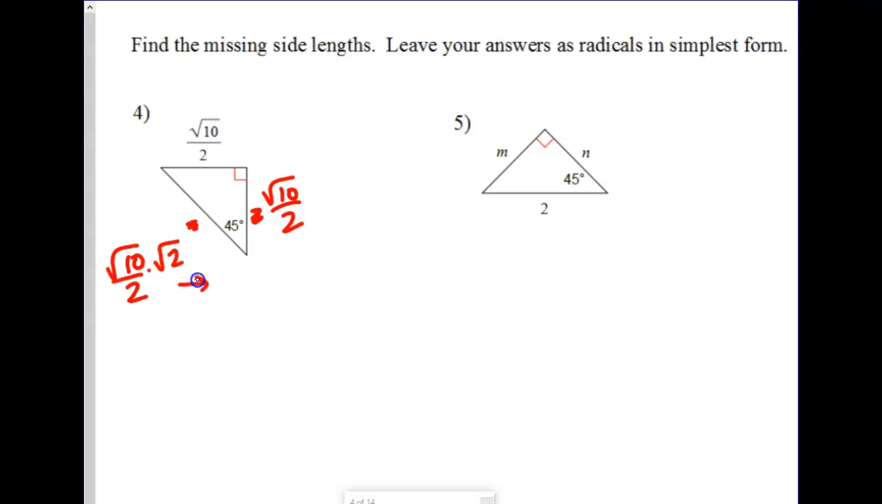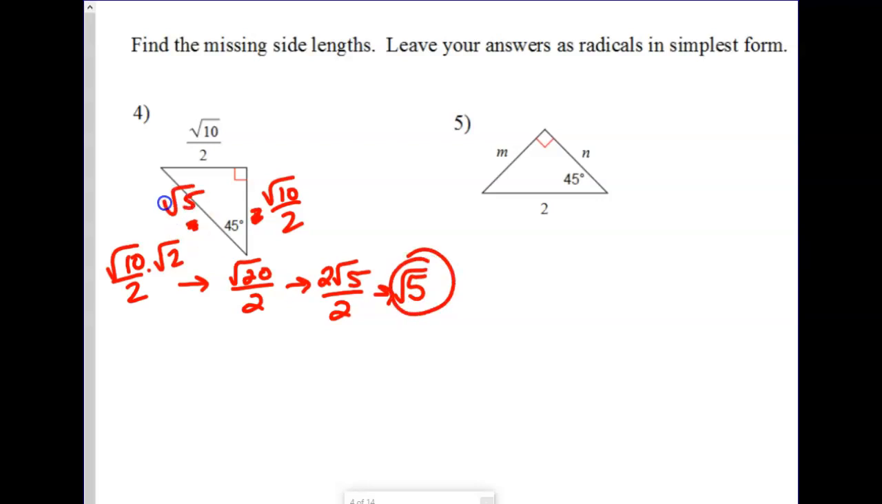So you're not going to find that answer on the answer key. They're going to want you to simplify this. Smush these together, it becomes the square root of 20 over 2. And then the square root of 20 breaks down into 2 square roots of 5 over 2. And then the 2's cancel. Oops, square root of 5 is the final answer for this hypotenuse over here. So that took me a minute because it didn't fit the pattern. It didn't look like the pattern, so I had to do a little finagling.